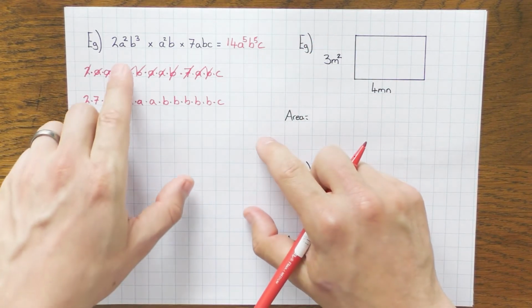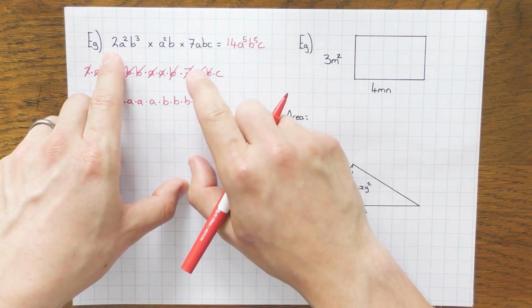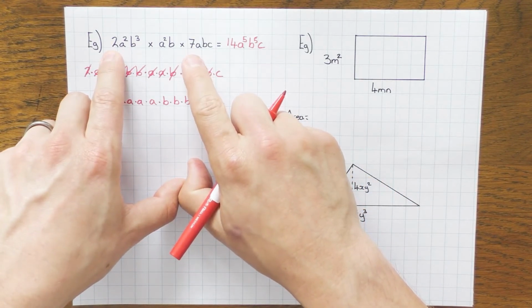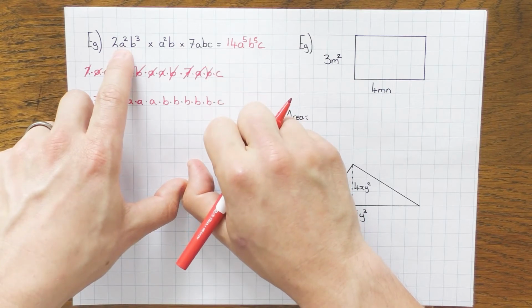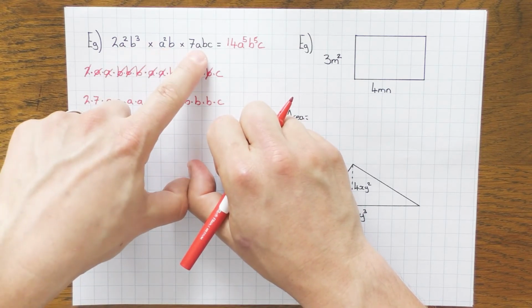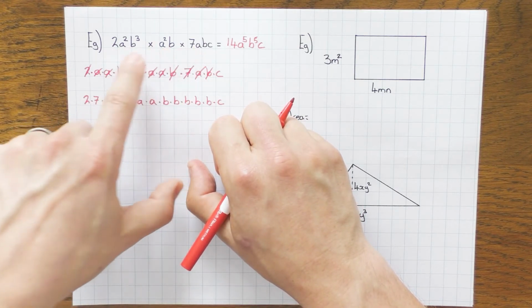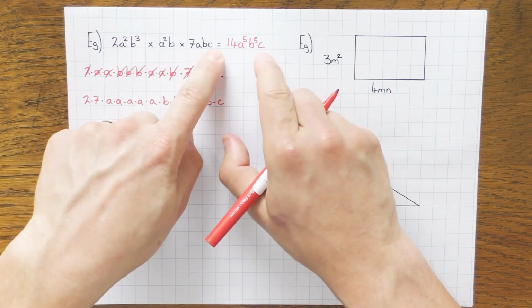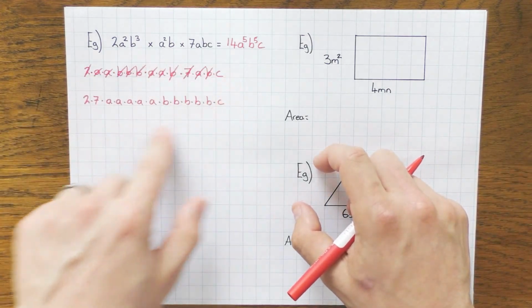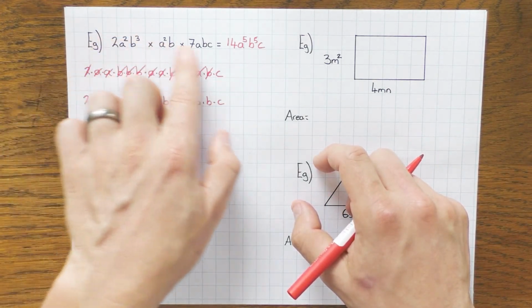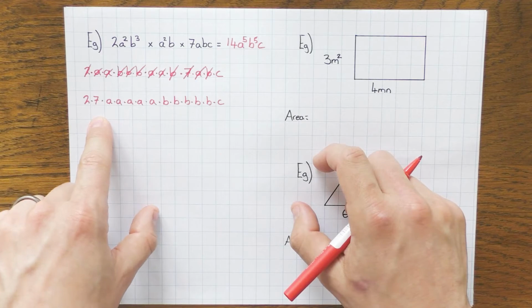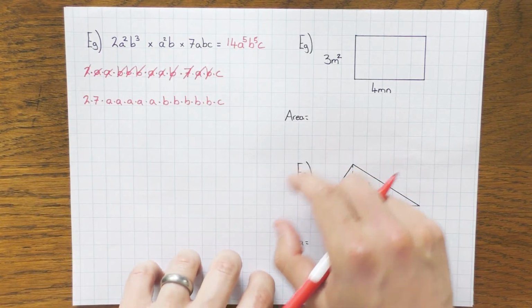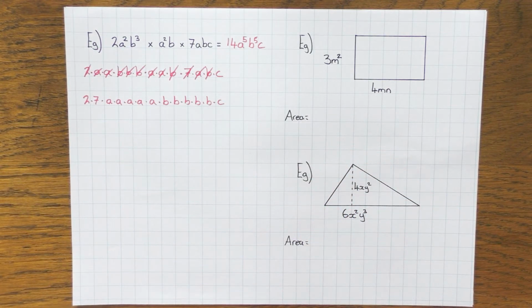Now, of course, you can do that just by looking at it as well. So look at the numbers. Do the numbers first. 2 times 7 is 14. I've got 2 a's there, another 2 a's there, 1 a there, so there's 5 in total. B's, I've got 3 there, 1 there and 1 there, so 5 in total, and then just 1 c. So when you get used to what's actually happening in the question by looking at it like this, you can then start to speed up the process of working it out.